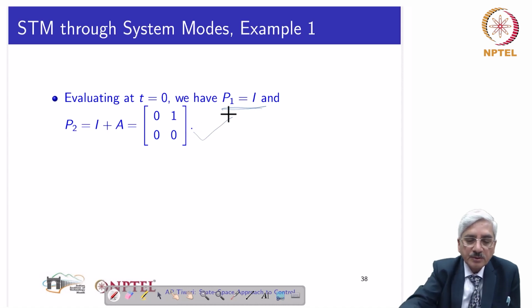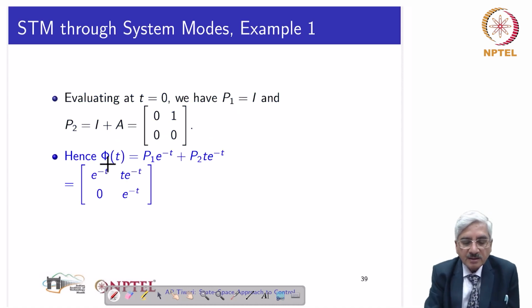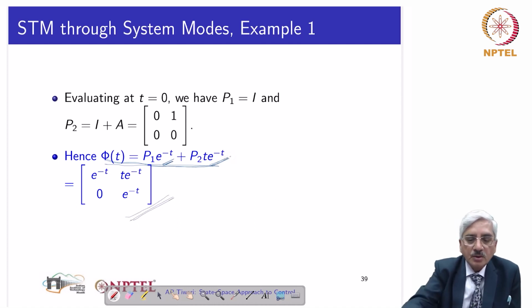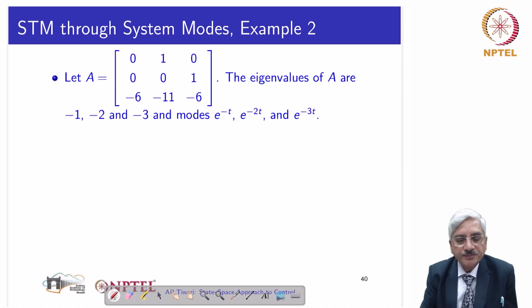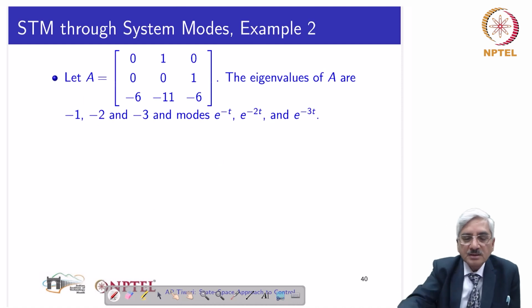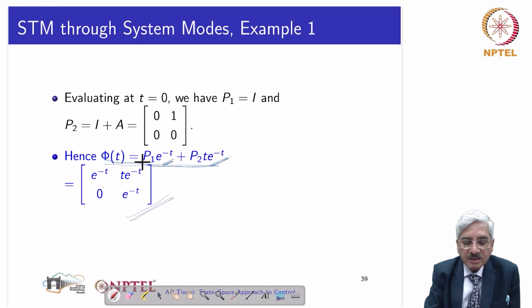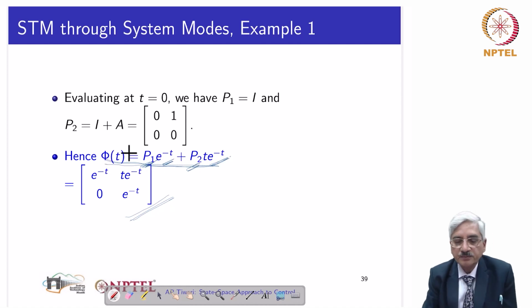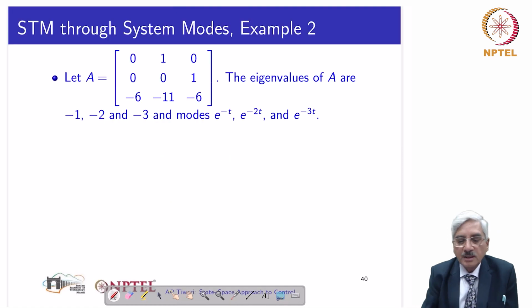So once P1 and P2 are obtained, phi t is obtained as P1 times e power minus t, that is psi 1, plus P2 times psi 2, which is t e power minus t. So we get phi t as this. This is similar to, as we solve for a scalar unknown, here we are solving for matrix unknowns by setting up an equation in terms of modes. We see another example.